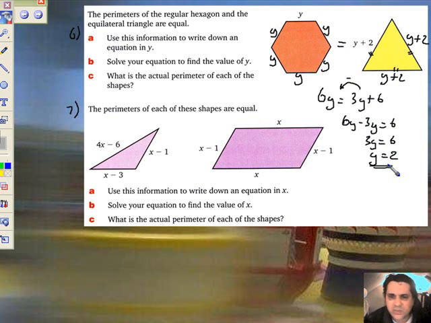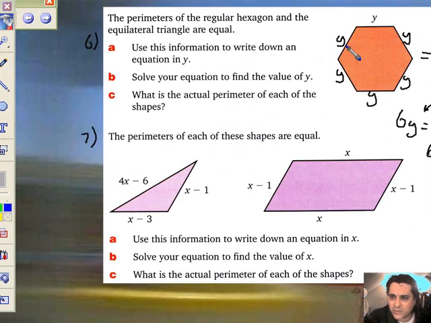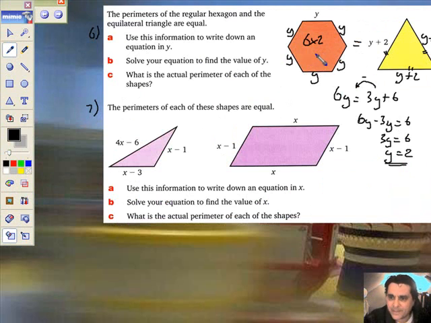And is that in centimetres or what? Doesn't say, does it? Anyway, solve your equation, find the value of y. I've done that. Find the actual perimeter of each of the shapes. So that's that one there. Right, I want 6 times 2, because y is 2, isn't it? So that comes to 12 units squared.